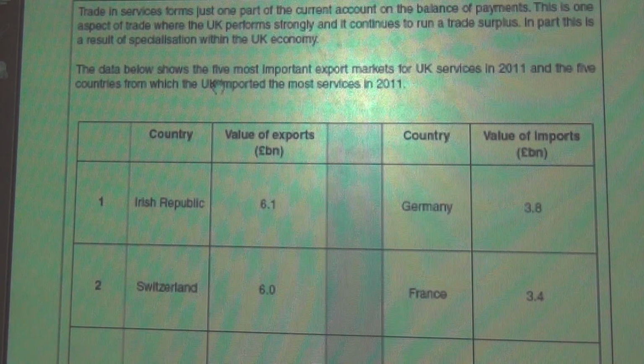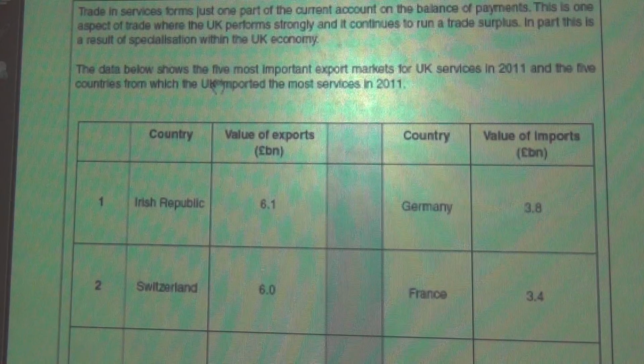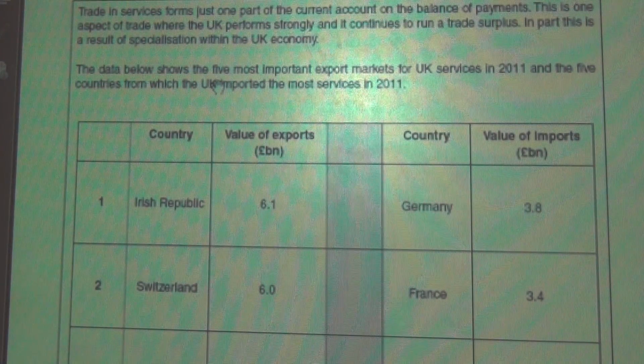You may also be asked something slightly more difficult, which might be to come up with reasons why the UK might run a trade deficit with a country, or reasons why we might have a trade surplus with a particular country. Trade deficit means that the value of imports is greater than the value of exports, and vice versa for a trade surplus. So why might we have a trade surplus with a country?